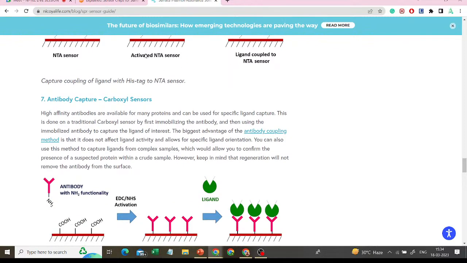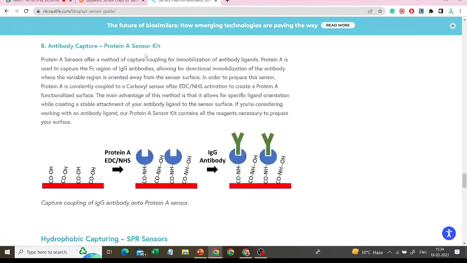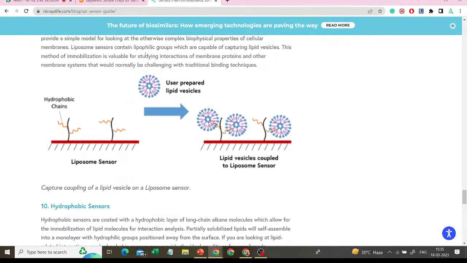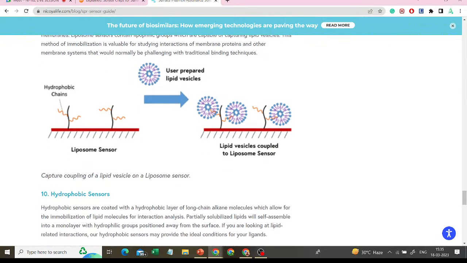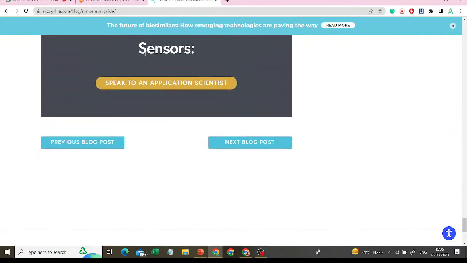So now there is antibody capture. High affinity antibodies are available for modifiers and can be used for specific ligand capture. This is done with a traditional carboxyl sensor, with the antibody immobilized to capture the ligand of interest. And there are protein A and hydrophobic sensors for liposomes. So these are your liposomes, which help in capturing hydrophobic chains or lipids. So this was the sensors.